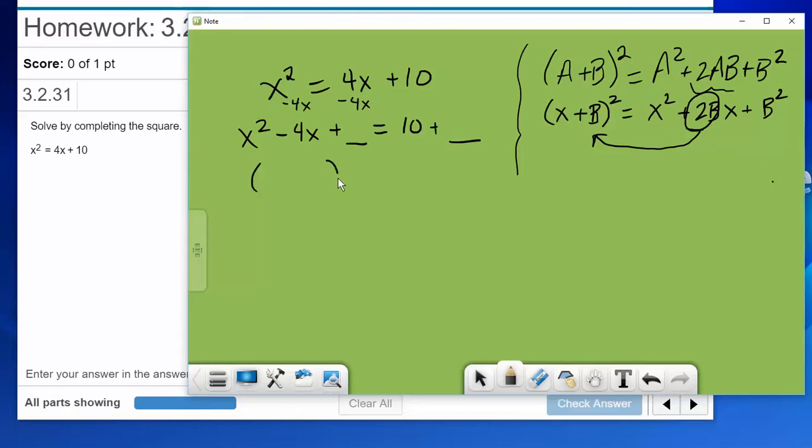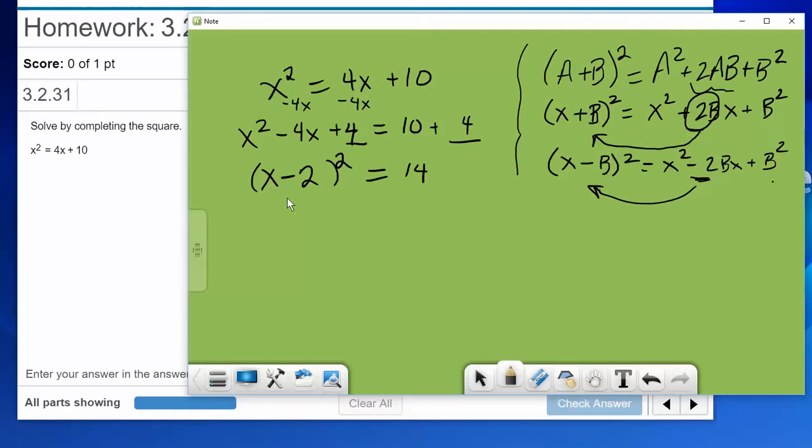Okay, so here's the completing the square technique. Now, the only difference between the plus minus form of this is the middle term is going to be minus 2bx. So if this is a negative, this one's going to be a negative. So we're going to take half of the negative 4, which is negative 2. Negative 2 squared is 4. Add it to both sides.